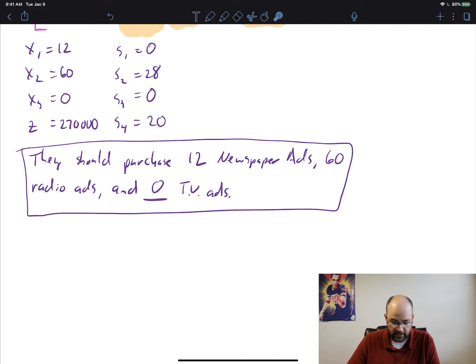Good deal. Now, I hope that kind of clears up what these S's are really representing. They're representing what's left over for whatever constraint it is they're talking about.